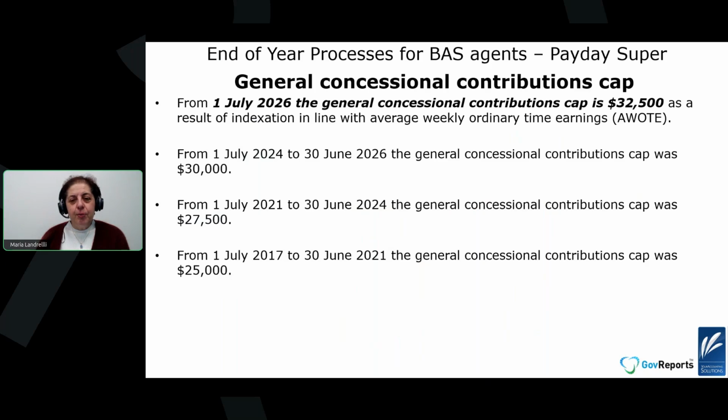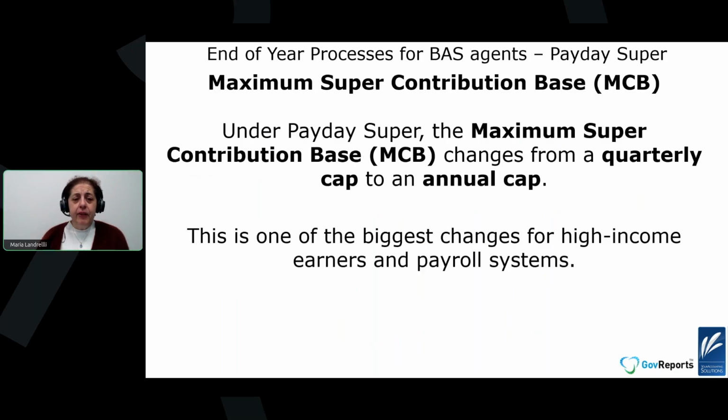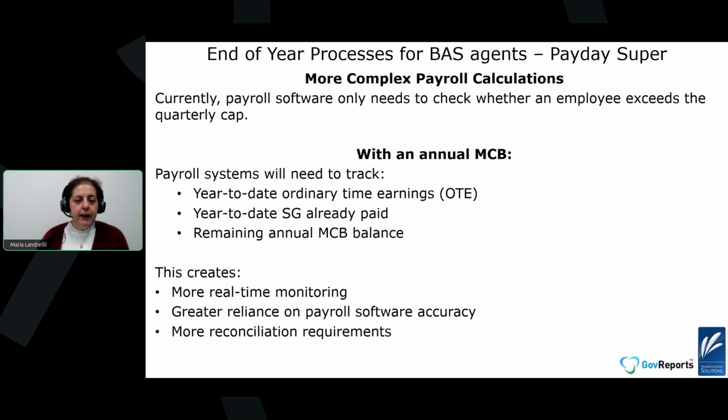The concessional contribution cap changes on the 1st of July. It goes from the 30,000 to 32,500. But there is another very big change, which I haven't heard much about, which is the maximum super contribution base is now changing from quarterly cap to an annual cap. So this is one of the biggest changes for high income earners and payroll systems. I have not seen any software make any changes to this so far when I've been looking at it.